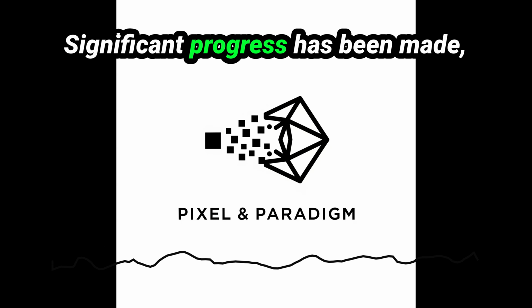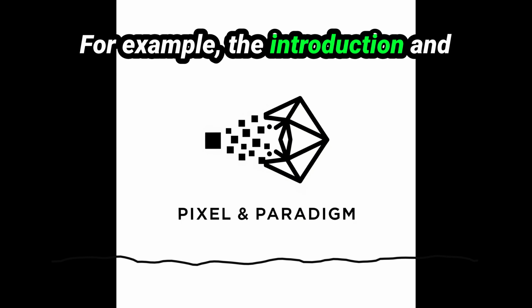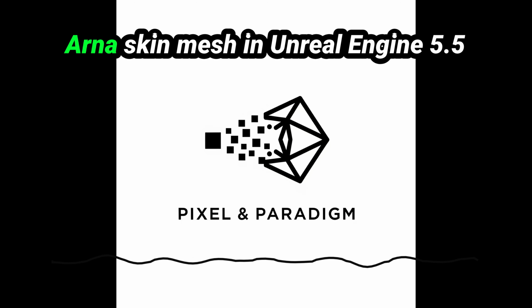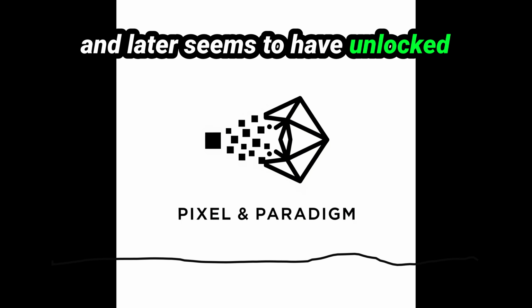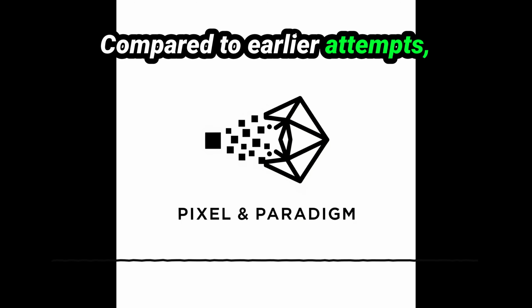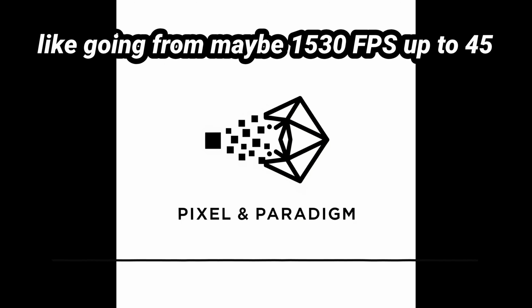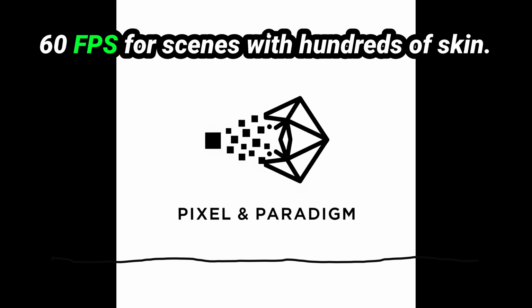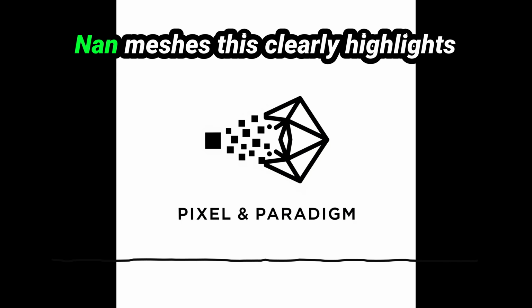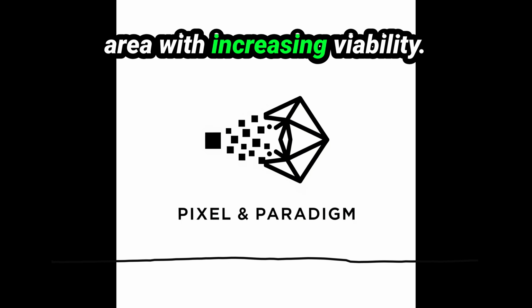Yes, significant progress has been made, particularly in recent engine versions. For example, the introduction and refinement of console variables like r.Nanite.AllowSkinnedMeshes in Unreal Engine 5.5 and later seems to have unlocked substantial performance gains for rendering skinned nanite meshes compared to earlier attempts. Demonstrations have shown frame rates increasing dramatically in test scenes, like going from maybe 15-30 FPS up to 45-60 FPS for scenes with hundreds of skinned nanite meshes. This clearly highlights that it's an actively developed area with increasing viability.